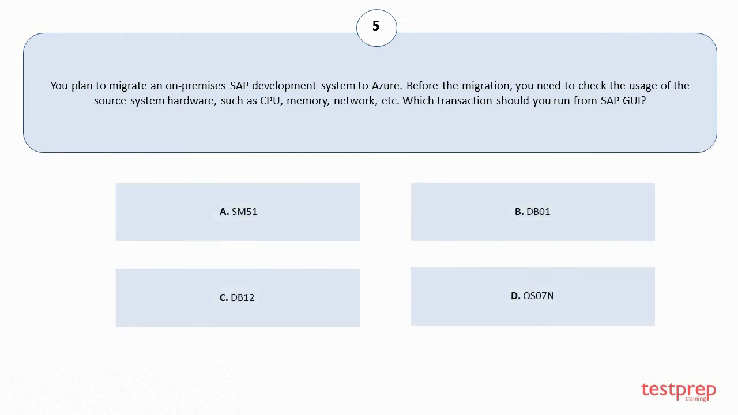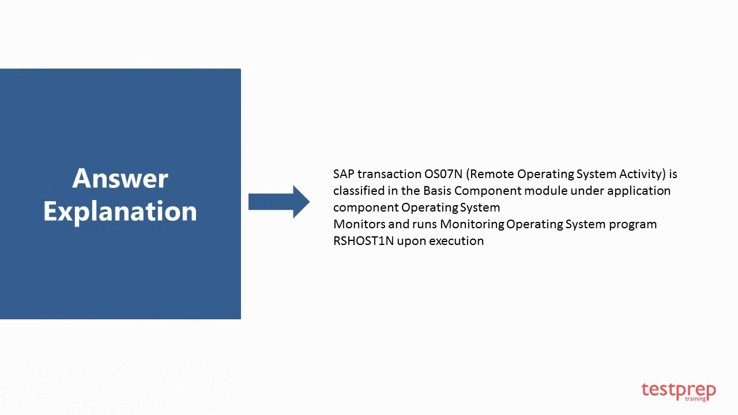Your options are A. SM51, B. DB01, C. DB12, D. OS07N. The correct answer is option D. You can refer to the following for the explanation of the answer.